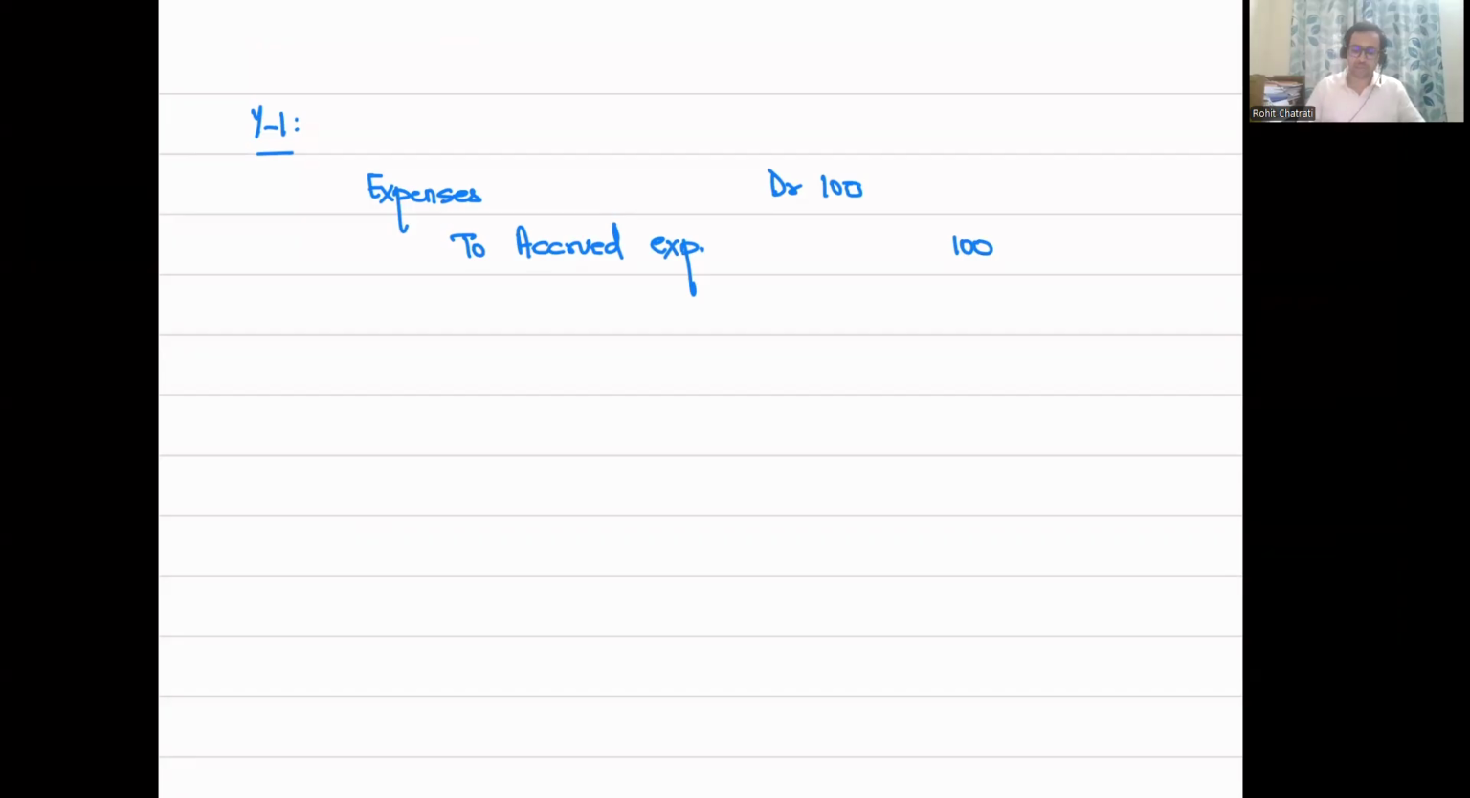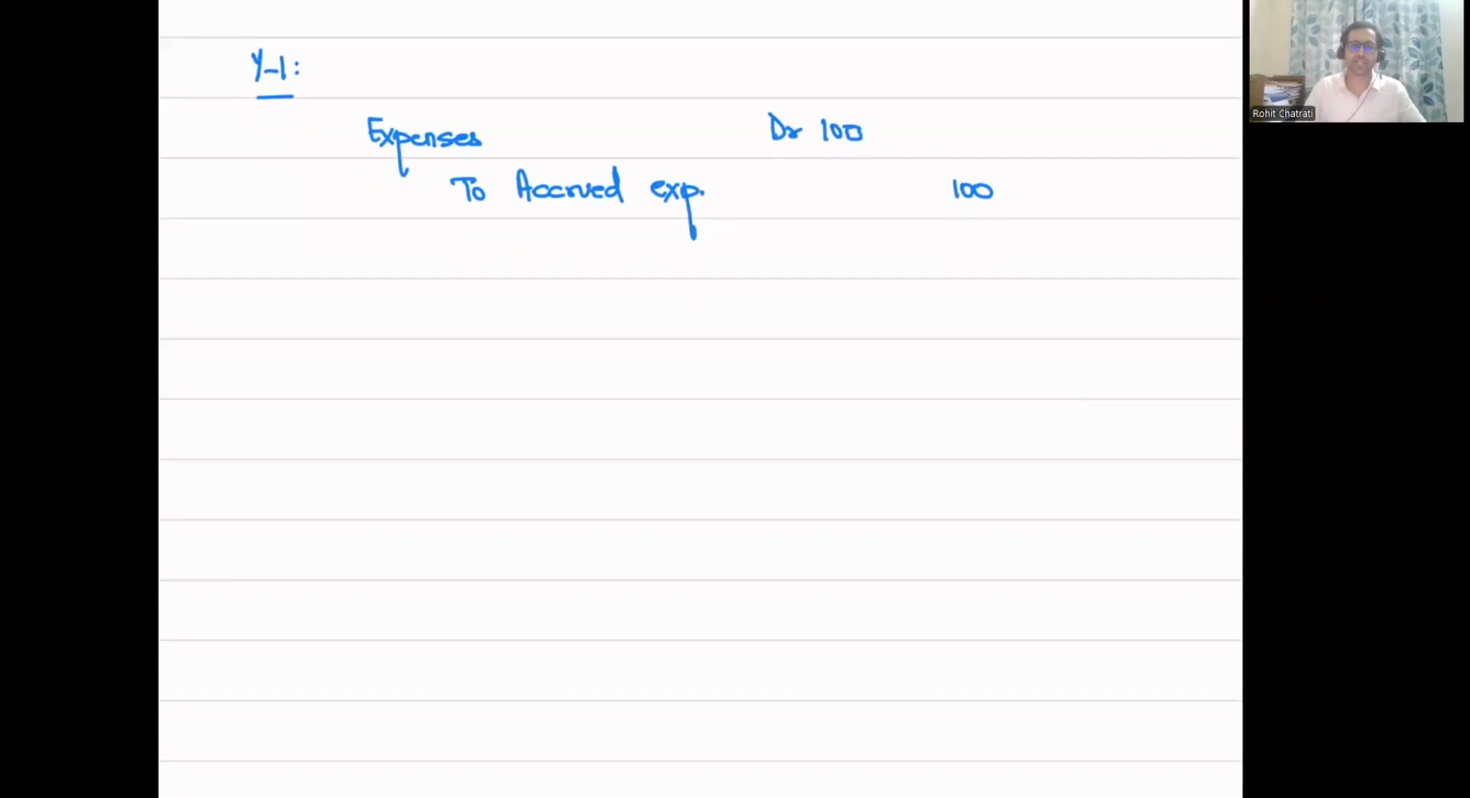Now in year two, I'm paying these accrued expenses. All right, so in year two, the journal entry would be accrued expenses debit of 100 and to bank of 100 rupees. Now this is the journal entry for year 2.